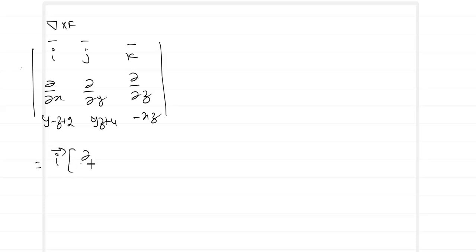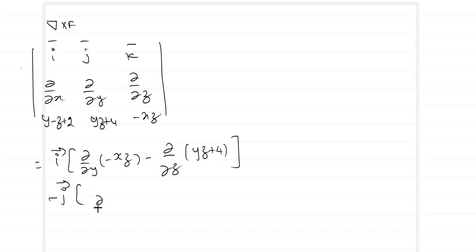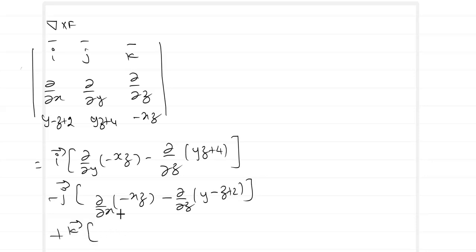i times del by del y of minus xz minus del by del z of yz plus 4. So this is my i component. Minus j times del by del x of minus xz minus del by del z of y minus z plus 2. Plus k times the k component: del by del x of yz plus 4 minus del by del y of y minus z plus 2.